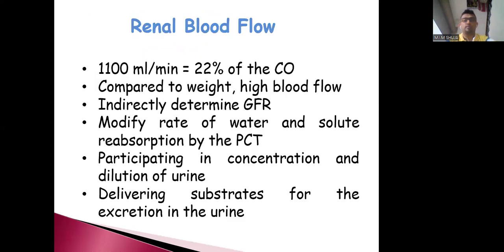Then we come to renal blood flow. It is almost 22% of the cardiac output. Compared to the weight of the kidney, high blood flow. The blood flow indirectly determines GFR, so it modifies the rate of water and solute reabsorption at the proximal convoluted tubule. It participates in the concentration and dilution of urine. If you get less renal blood flow, your urine is concentrated. If the renal blood flow is more, the urine is diluted.